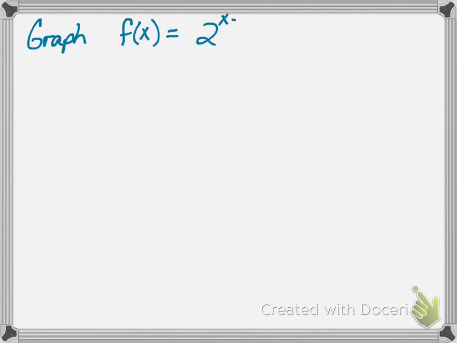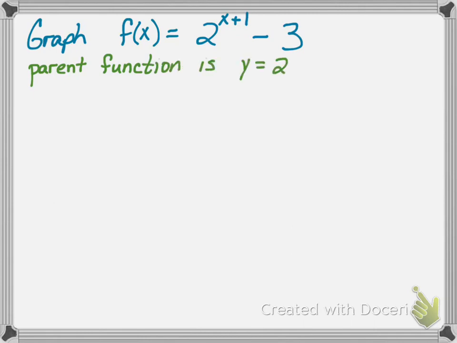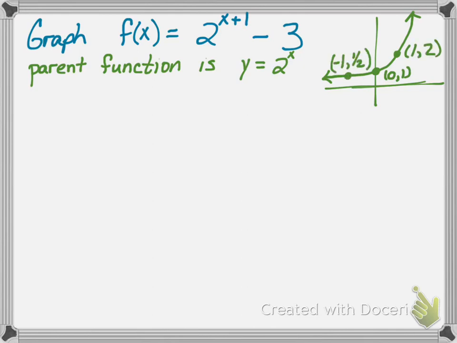Now let's graph f of x equals 2 to the x plus 1 power minus 3. Now we are going to be using transformations. My parent function is y equals 2 to the x. And we know what this graph looks like. It's an increasing graph from left to right, passes through the points 0, 1, 1, 2, and -1, 1/2. And y equals 0 is a horizontal asymptote.